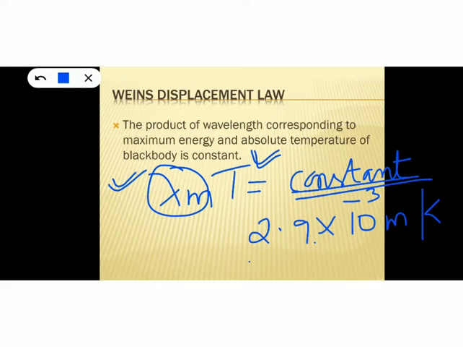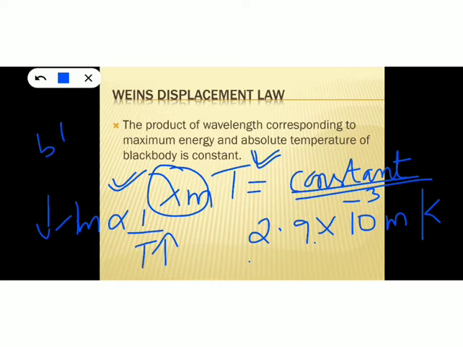If red and blue stars emit radiations of continuous wavelength, then the blue star is hotter than the red star. Which will be hotter? The star which has minimum wavelength will be much hotter. Why? Because lambda m into T is a constant. That means lambda is inversely proportional to temperature. So when lambda decreases, temperature will be more.